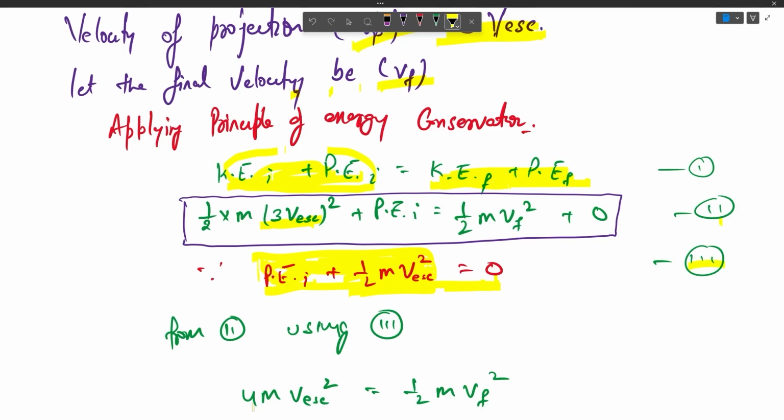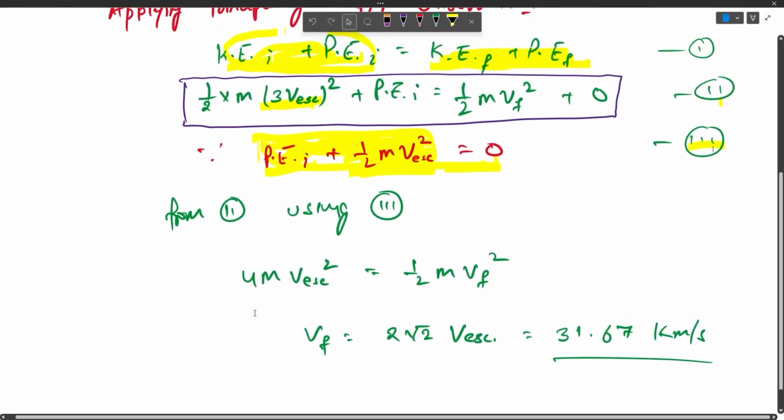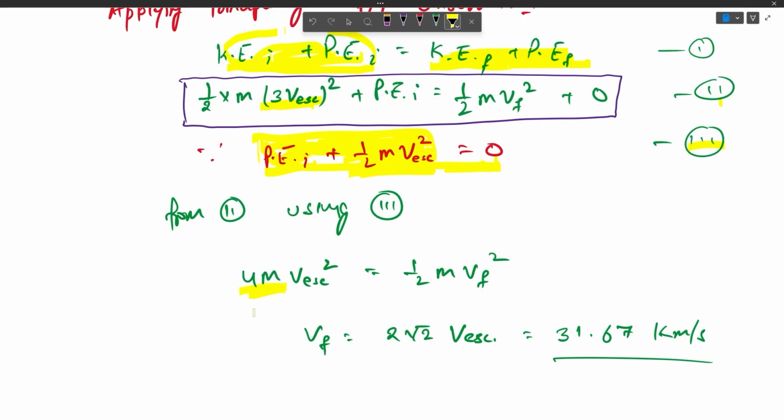So using this third relation in the second relation, we get 4 times mass into velocity of escape squared is equal to half m Vf squared. This relation has been reduced by nullifying the potential energy initial plus half m V escape square term from the left hand side of the equation. Now we get 4m V escape square equals half m Vf squared. Now Vf would be 2 root 2 times V escape, or it is 31.67 kilometer per second.